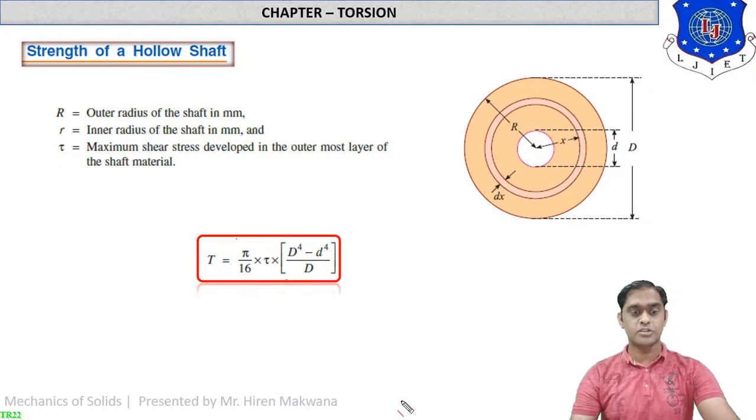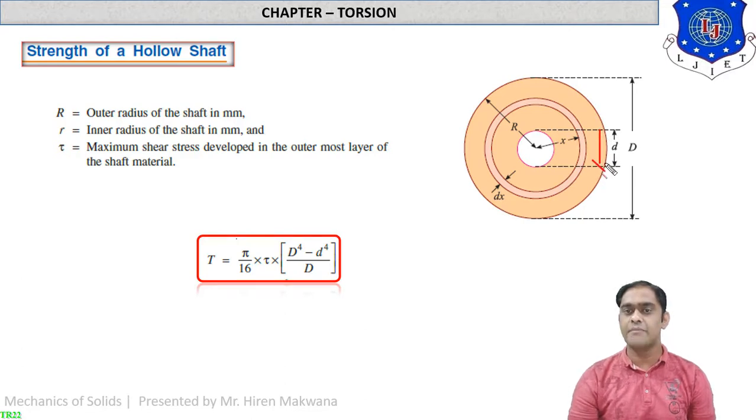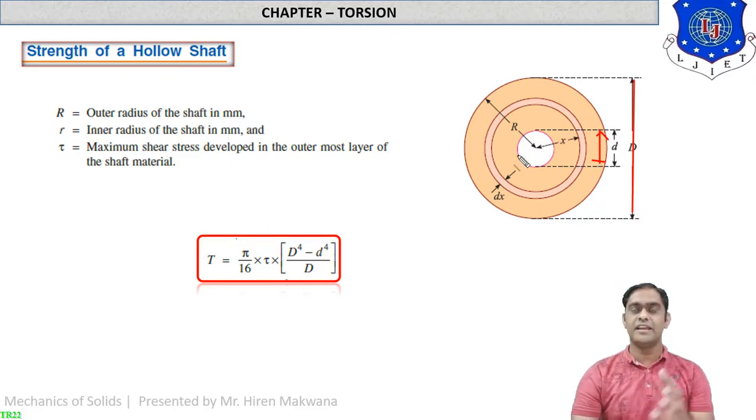What happens for the hollow shaft? See, this is the hollow shaft. The same theory is applicable to this also. This is the inside diameter d for the hollow shaft, you can see, and this is the outer diameter capital D. The remaining theory can be derived same as earlier, but this derivation is not in your syllabus.